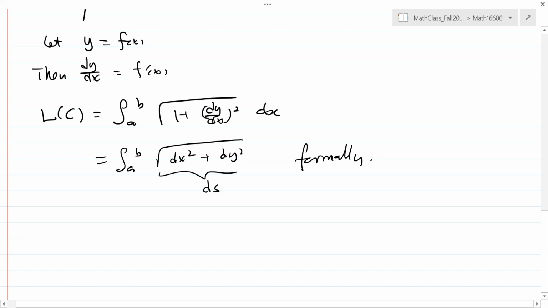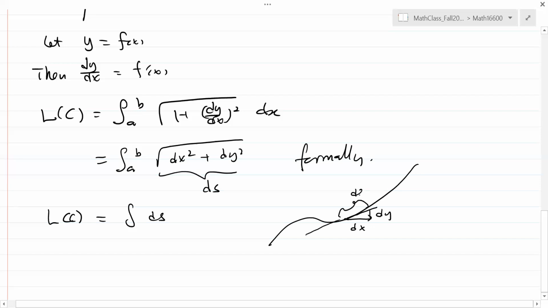So the length function, the length of the curve, is simply the integral of ds. Okay, it's very simple. So let's look at the curve here. What is dx? Dx is this part, and this is a tangent line, and dy is this part. And ds is this part. Okay, ds is going to be, by the Pythagorean theorem, the square root of dx squared plus dy squared.